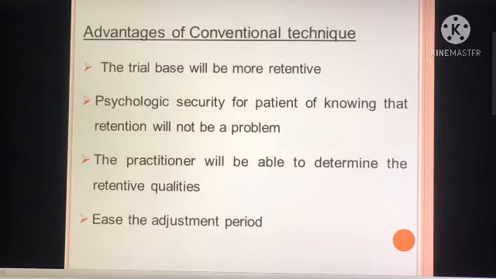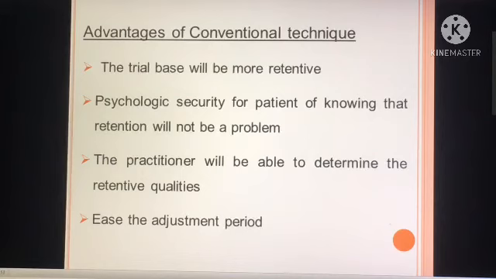Coming to the advantages of the conventional technique, the first one is that the trial denture base will be more retentive. So this will help in the future steps of jaw relation and try-in appointments. Then this provides psychological security for the patient, because the patient knows how retentive his denture is, and that too at such an early stage.